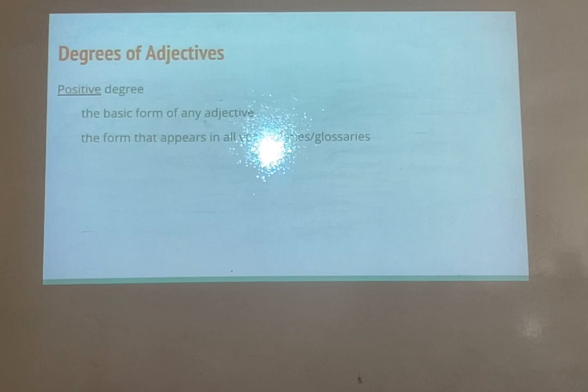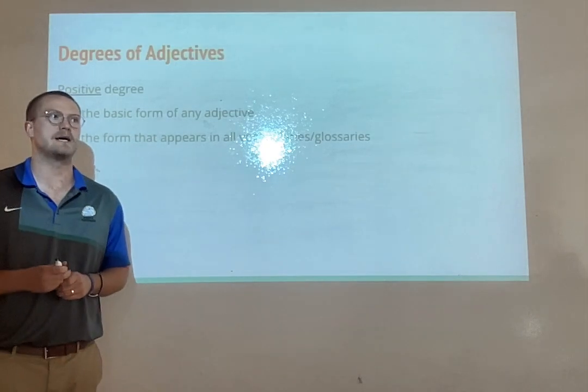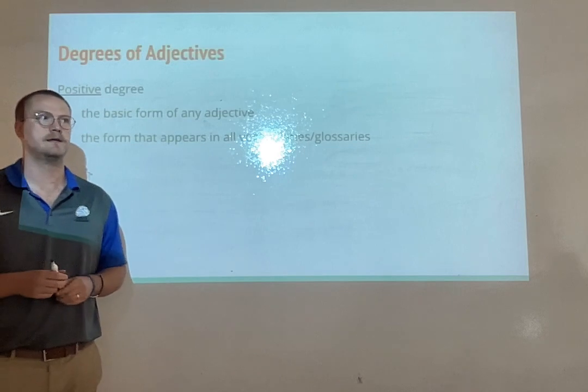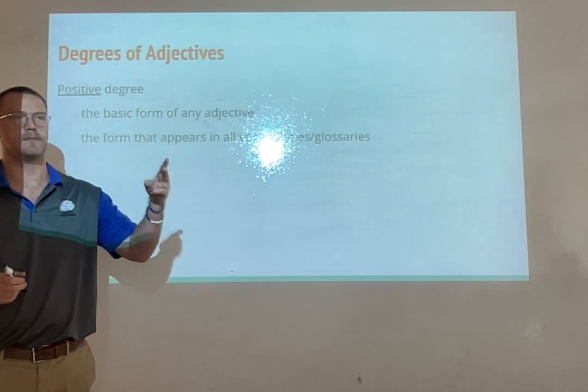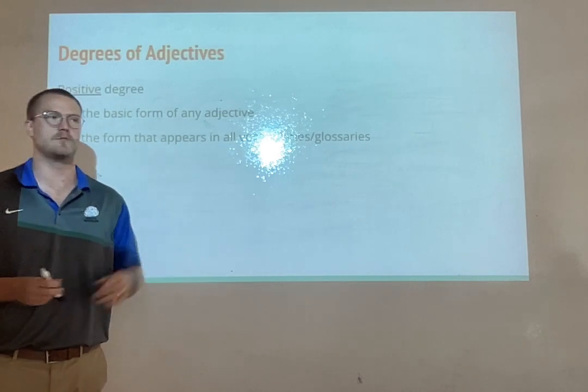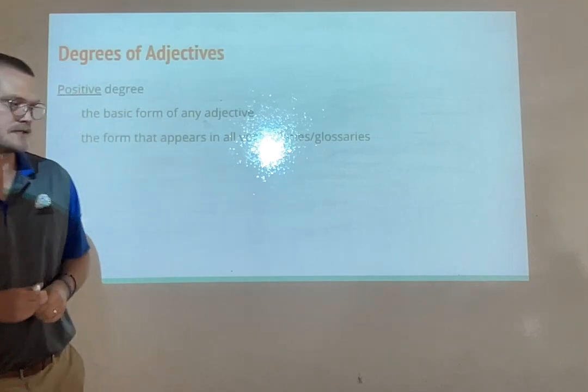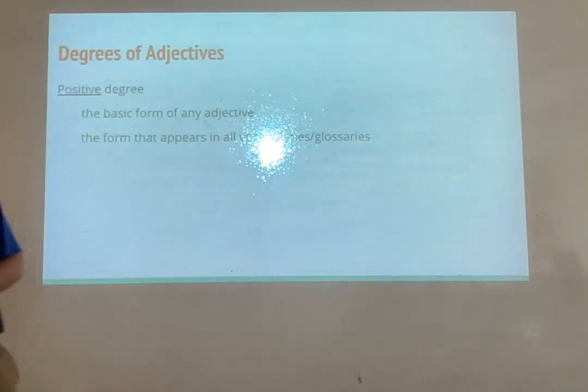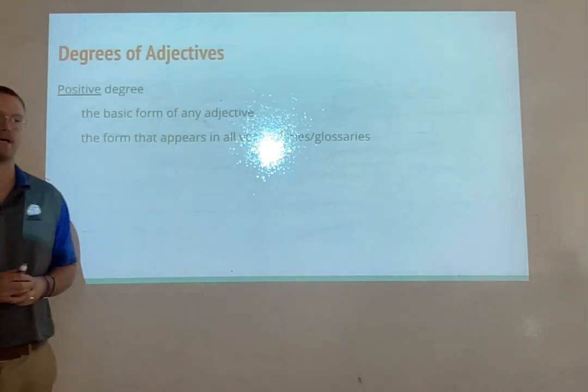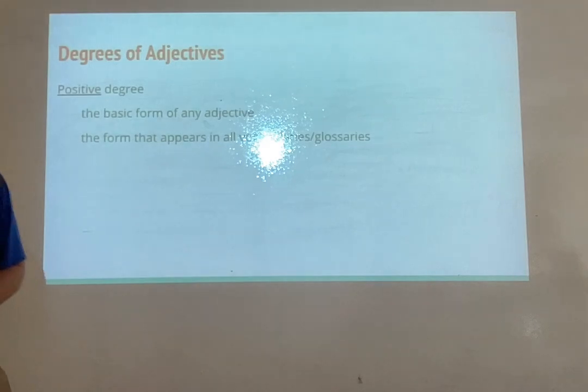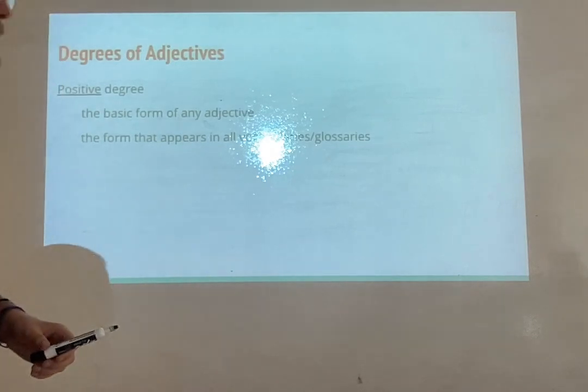For 95% of adjectives, you will never be given a comparative or superlative form in the glossary. The only reason why an adjective would ever be given to you in a different form in the glossary is because it's irregular, meaning there's a special word for that comparative adjective. Other than that, though, you'll learn the positive forms in the glossary.